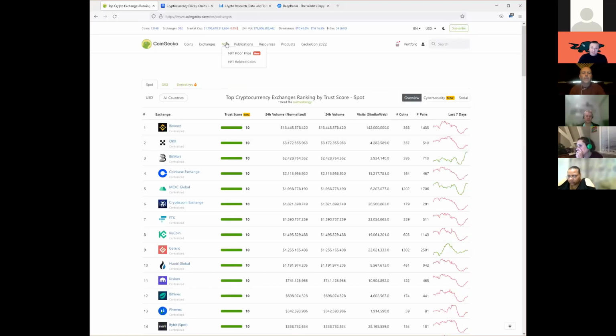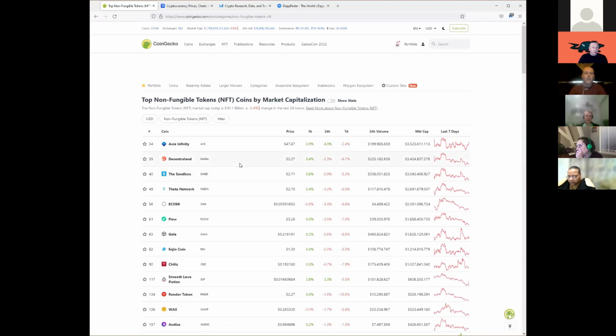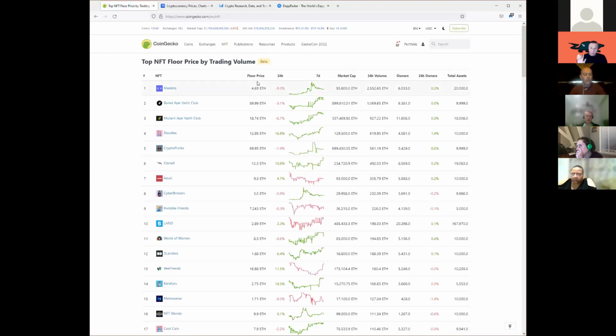So that's on there. You've got NFTs. So again, we said NFT related coins. If you're interested in NFTs, you can see the top NFT coins on here. So Axie is one of the bigger ones. Decentraland we've talked about, Sandbox we've talked about. All of those are on here. And you've got an NFT floor price. Now we'll go into this on a different meetup because this will be related to a module later on.